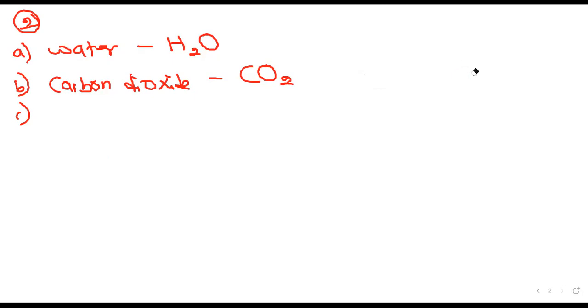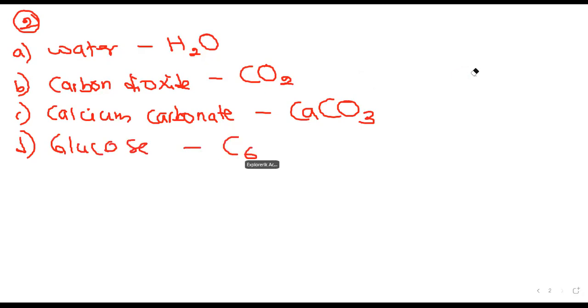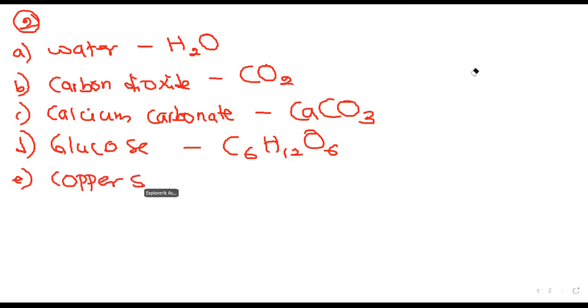Okay, C is calcium carbonate. In this calcium carbonate, you have calcium, carbon, and oxygen. D, glucose. You can remember in glucose, you have carbon, hydrogen, and oxygen. All the letters are capital. Next one, copper sulfate. Copper sulfate, CuSO4.